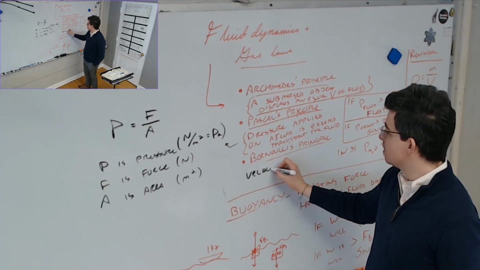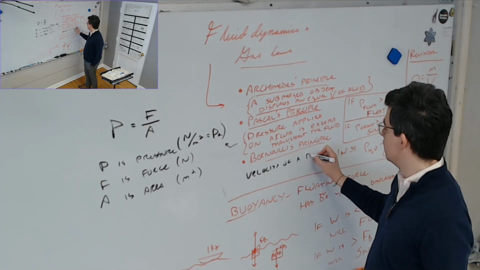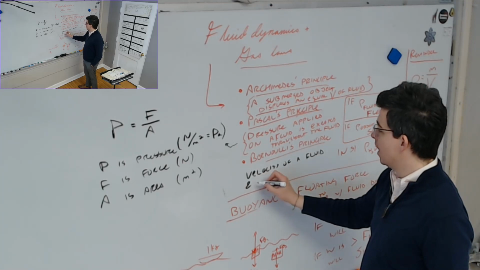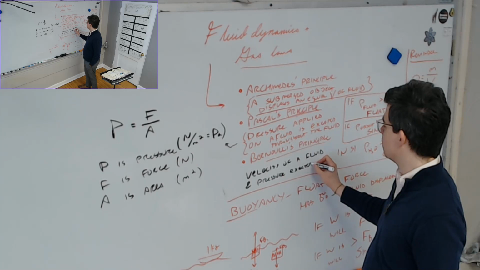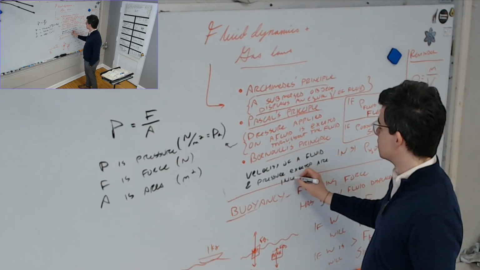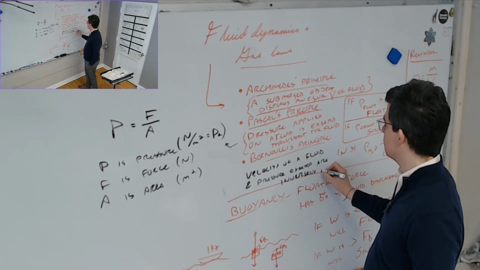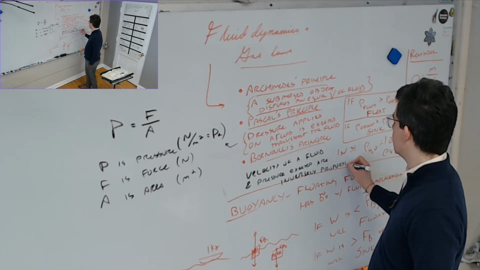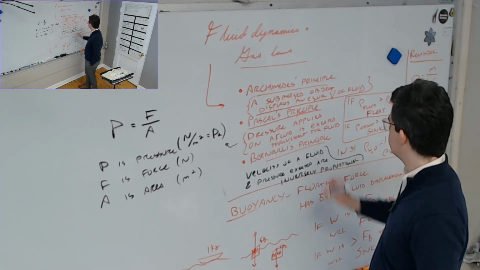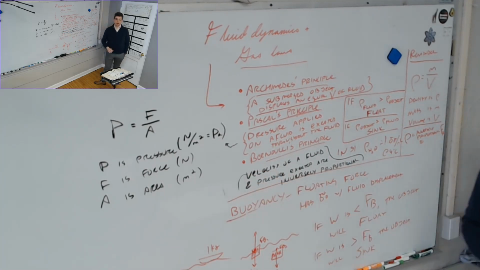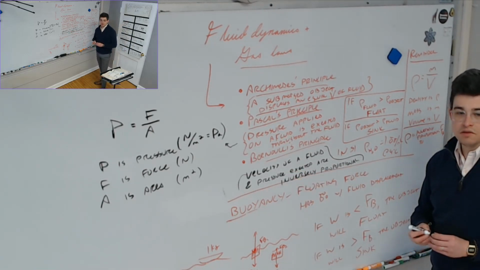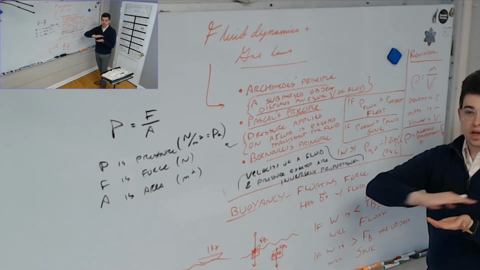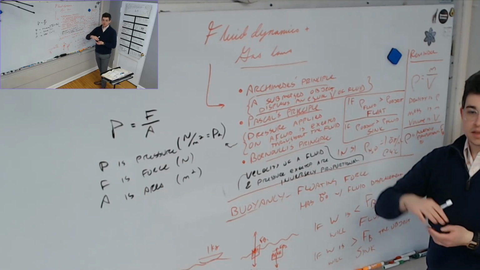Velocity of a fluid and pressure exerted are inversely, what's inversely mean? Proportional. What's inversely proportional mean? Yeah, it means as one goes up, the other goes down. So velocity and pressure are inversely proportional. The faster a fluid is going, the less pressure it exerts.